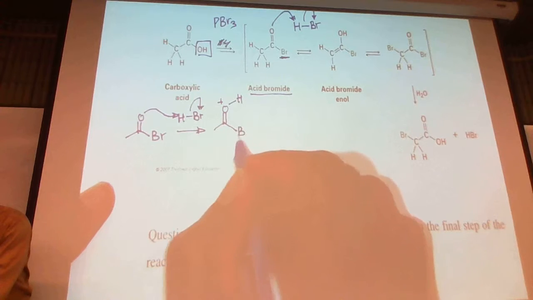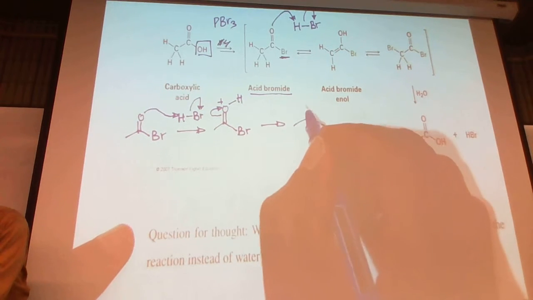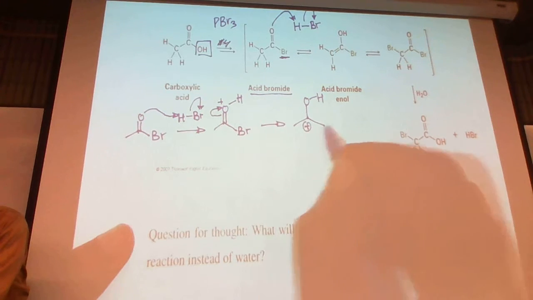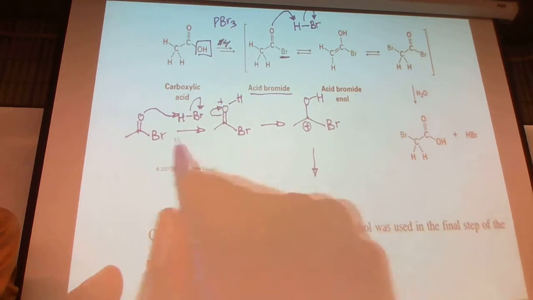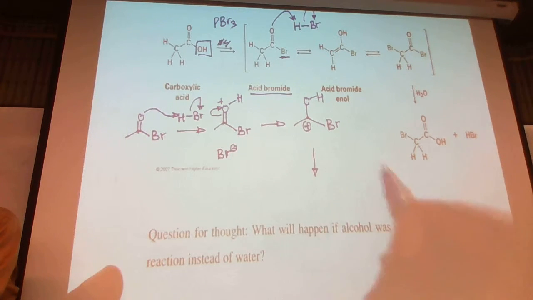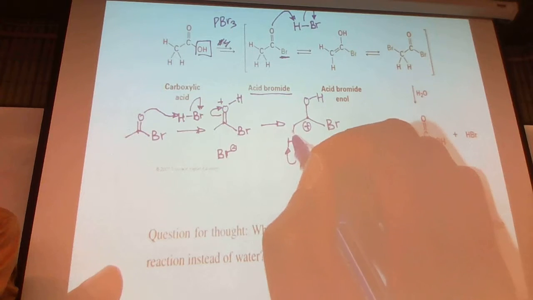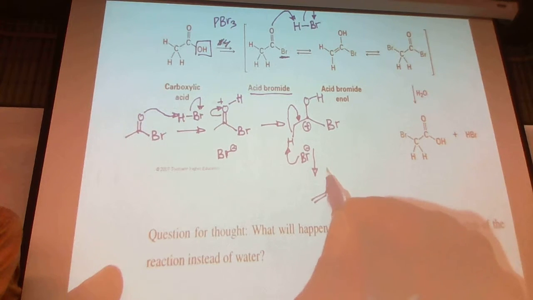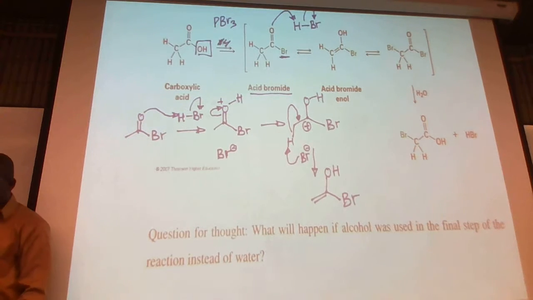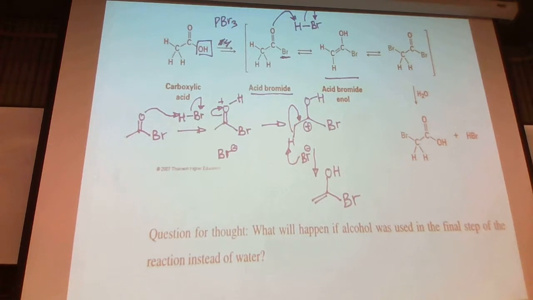So this intermediate will be converted to the carbocation. So remember, you still have Br minus floating around here. So that Br minus is going to remove this hydrogen so that you can form your enol. Okay. So that is how you get to this part. So how many steps they skipped? So that's how you get to the acid bromide enol.